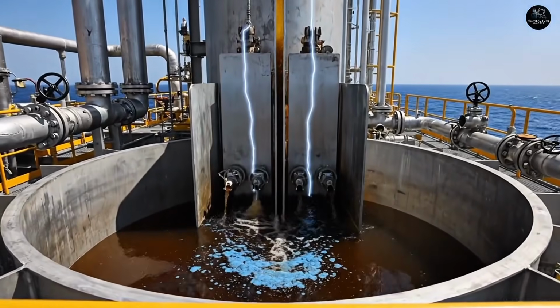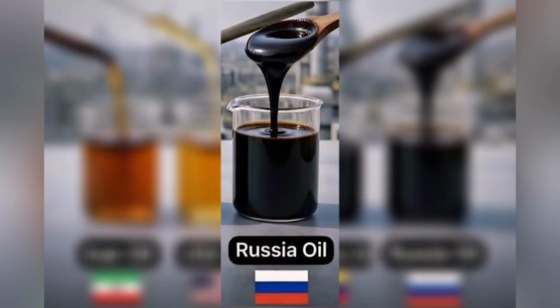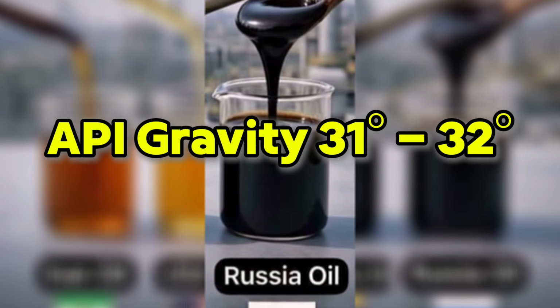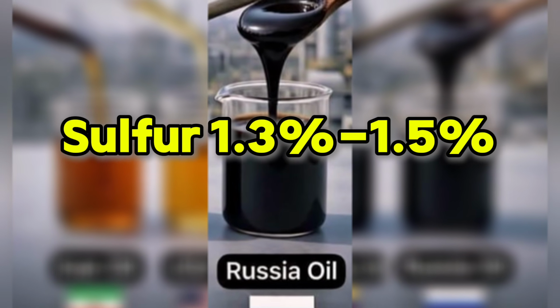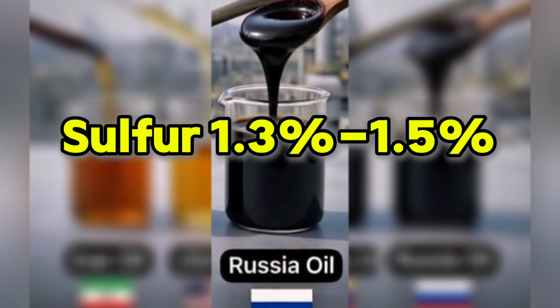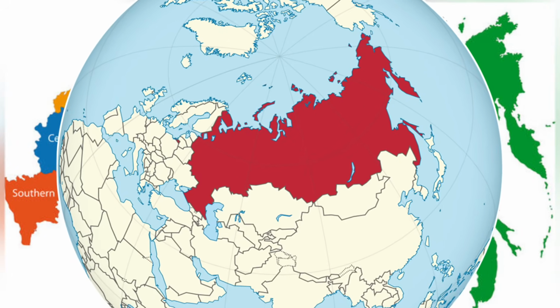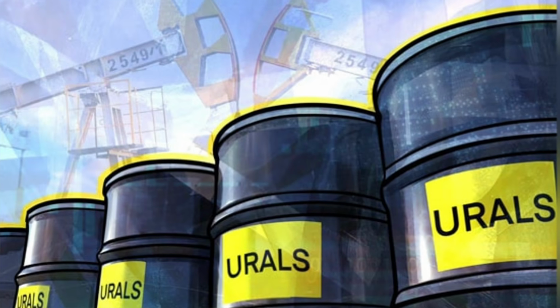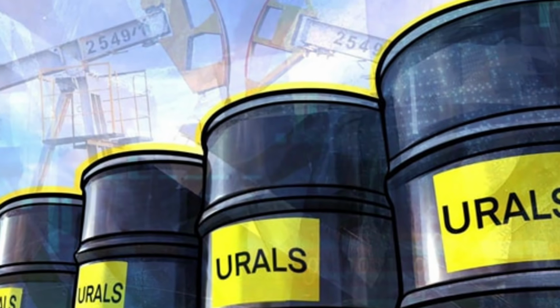By international standards, Russian oil is known as medium and sour. Its API value is 31 to 32. The sulfur content is 1.3% to 1.5%. Russia mixes its heavy and high sulfur oil from the Ural-Volga region and light oil from western Siberia and exports it to the world market under the name Ural.